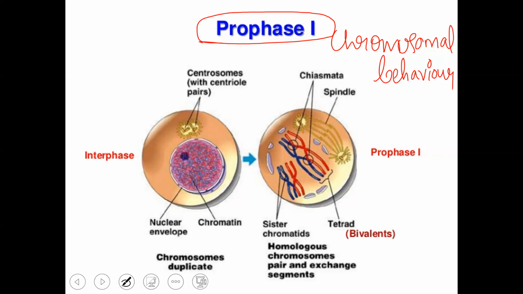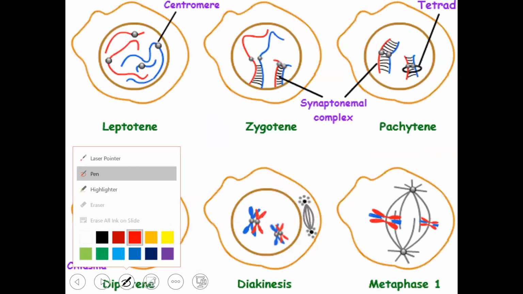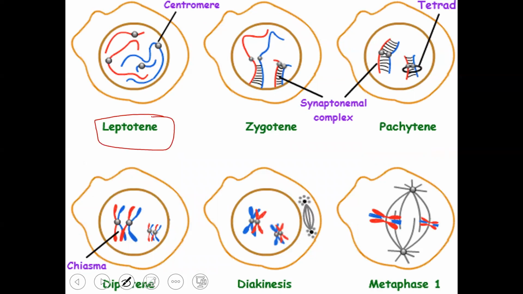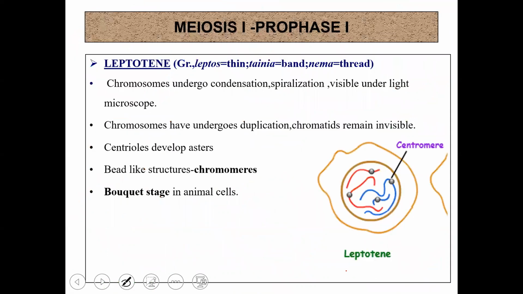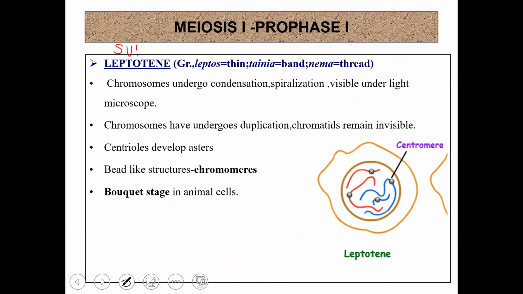Let us look into the events which take place in prophase 1. But before that, you can just have a glance at leptotene, the first phase, then comes zygotene, then pachytene, then diplotene, and then diakinesis, which later proceeds to metaphase 1 of meiosis 1. So first is meiosis 1, the prophase 1. The first substage is leptotene. This is the substage.